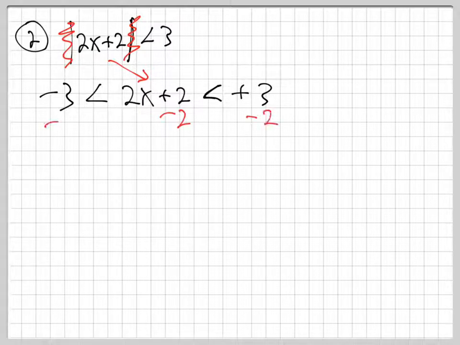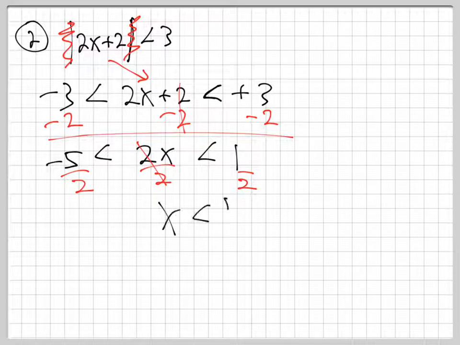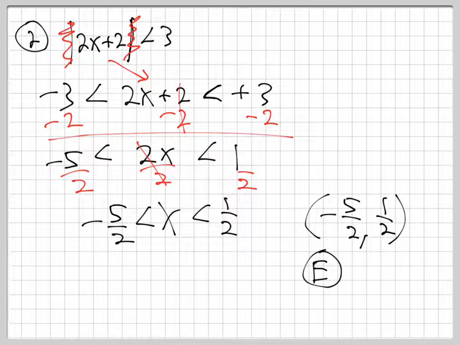So start by subtracting 2 all the way through. And we'll get, what's that, minus 5, 2x, 1. Last step, divide through by 2. So there it is. X is between minus 5 halves and a half. So that's minus 5 halves and a half. And so minus 5 halves and a half, that answer's not there, is it? It's E, none of the above. It's just not there. We go back, minus 5 halves to a half, right?